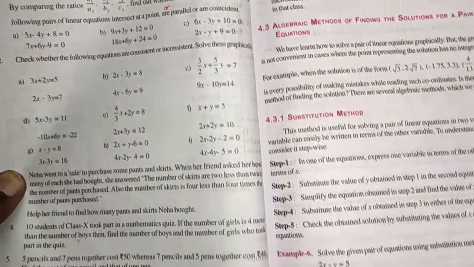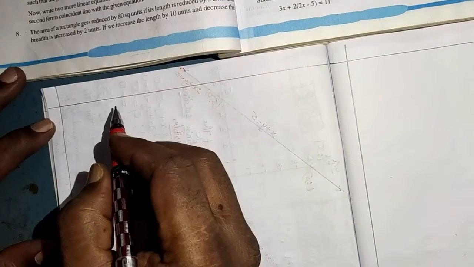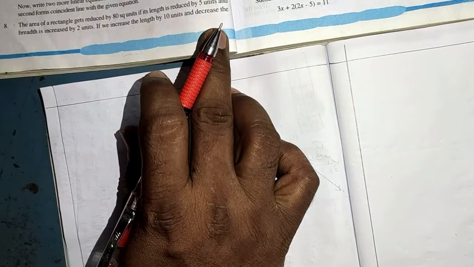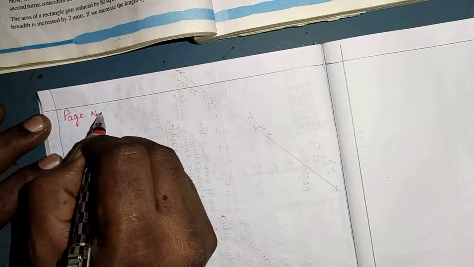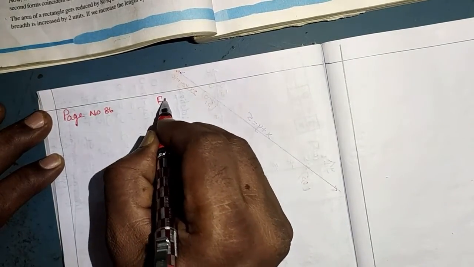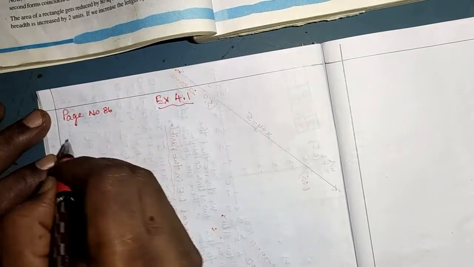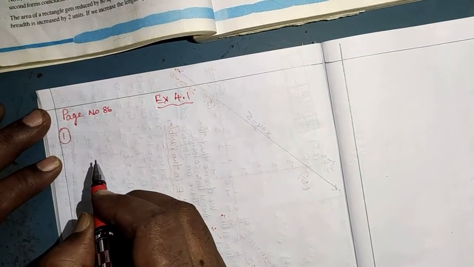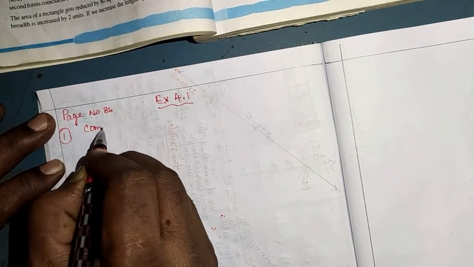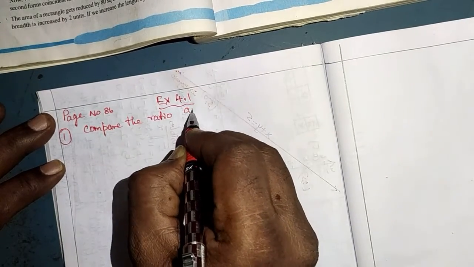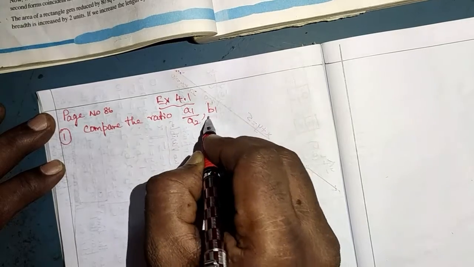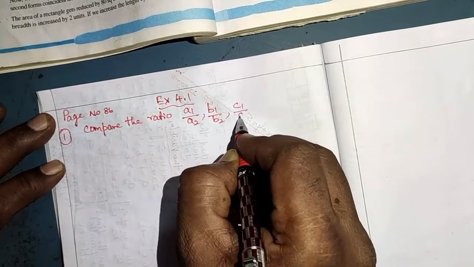You see how to solve this problem. I will do it here. The first question is on page number 86, exercise 4.1, problem number 1. I have posted the textbook content here. In the first problem, we are told to compare the ratios a1 by a2, b1 by b2, c1 by c2.